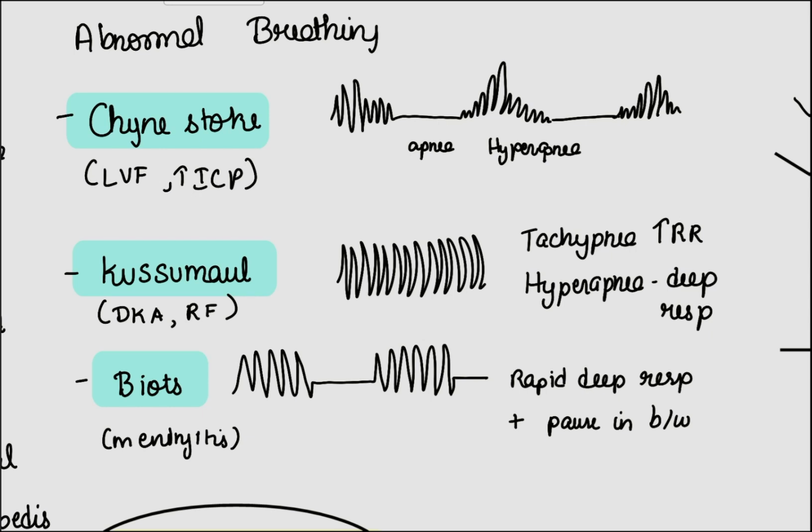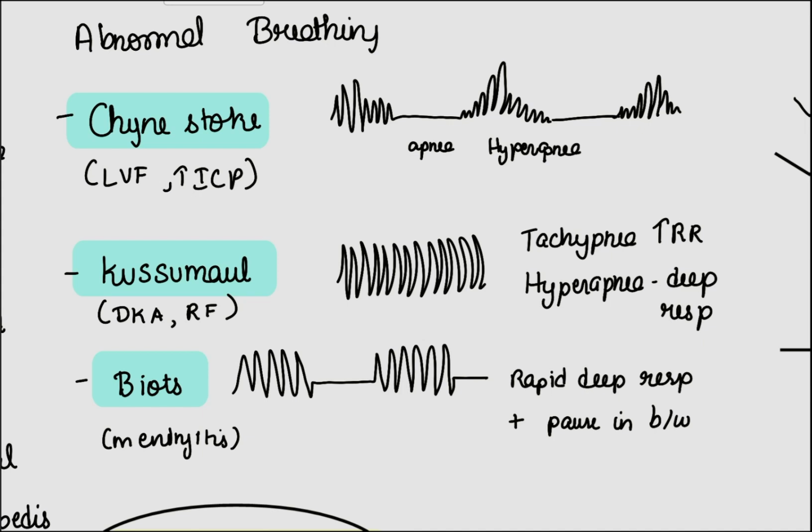Kussmaul's sign. Kussmaul's breathing. It's different from Kussmaul's sign. In Kussmaul's breathing, there is tachypnea and hyperpnea. Tachypnea means increased respiratory rate. Hyperpnea means deep respiration. It's seen in diabetic ketoacidosis and rheumatic fever.